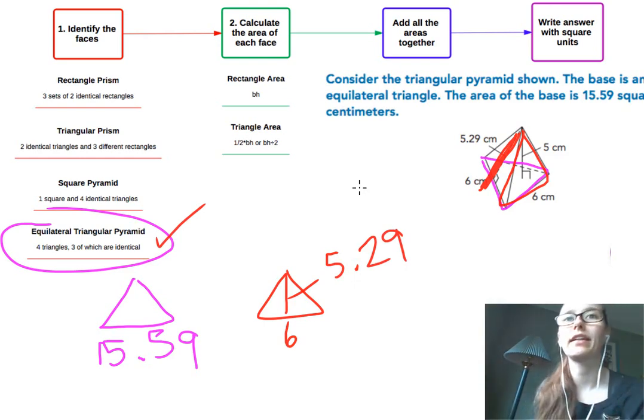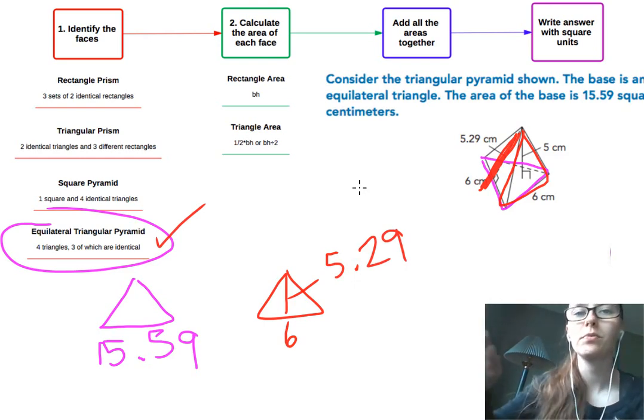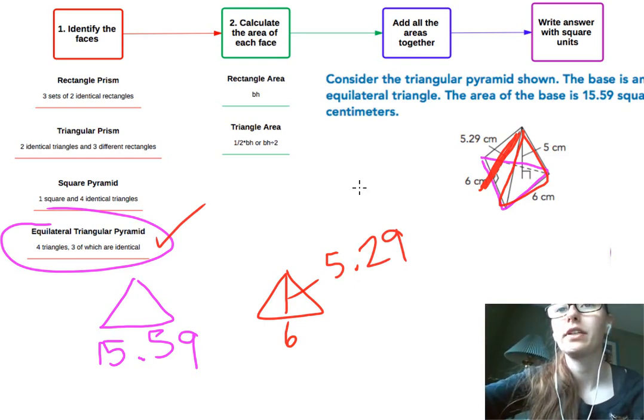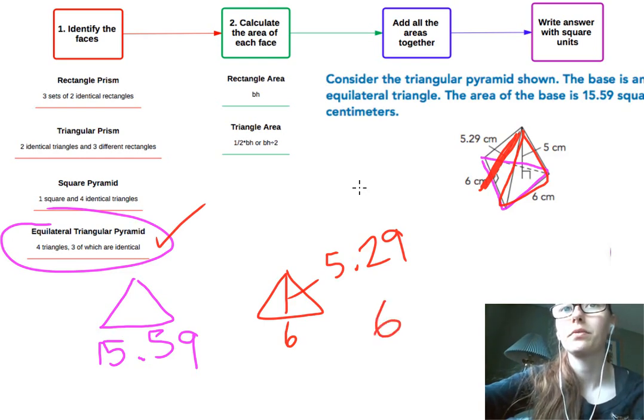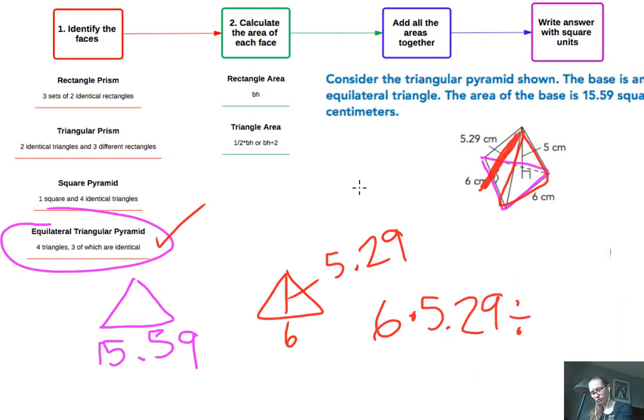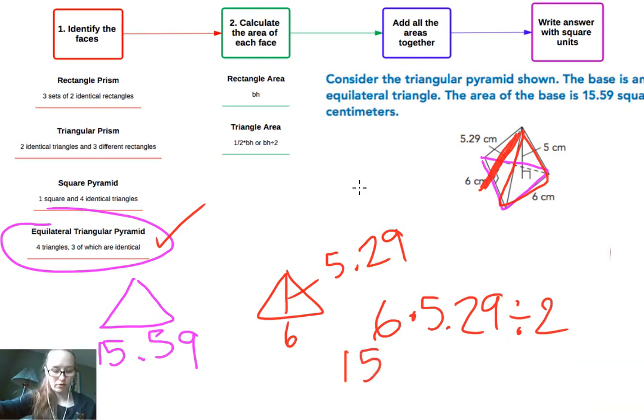So now we have to calculate the area of each face, and we already know one of them, so let's do the other 3. We do base times height divided by 2. That gives 15.87.